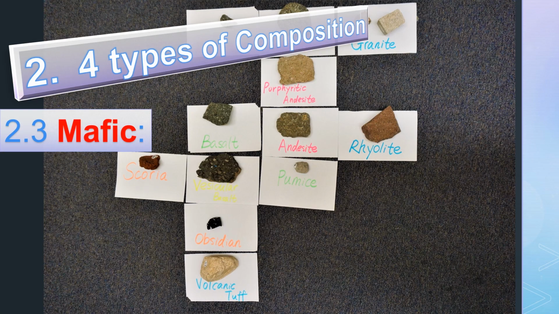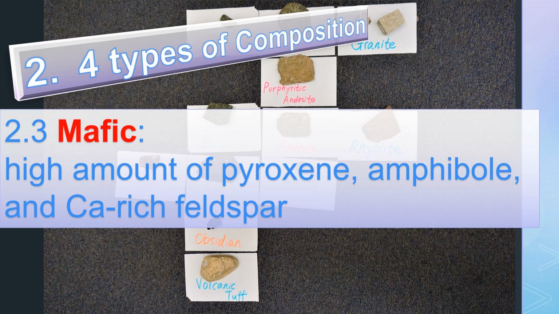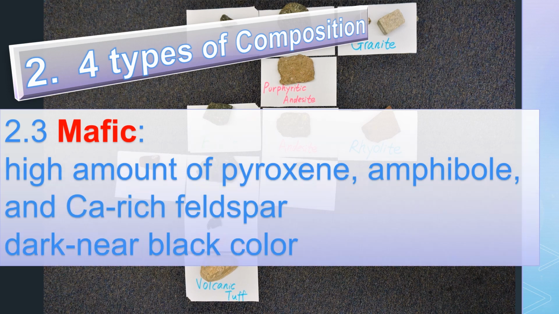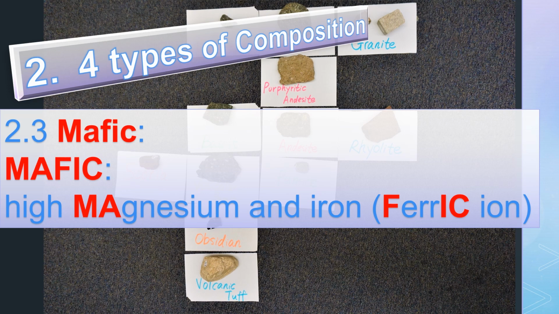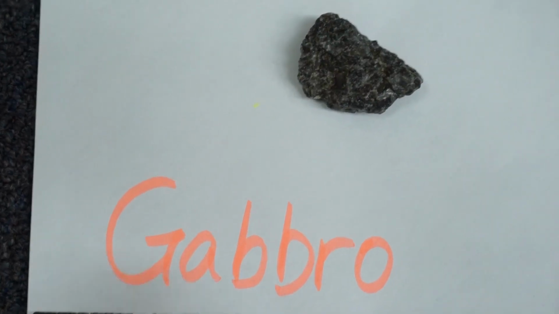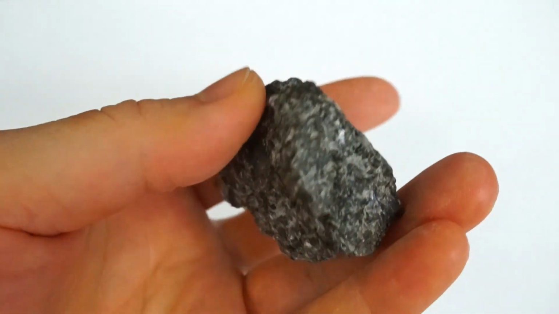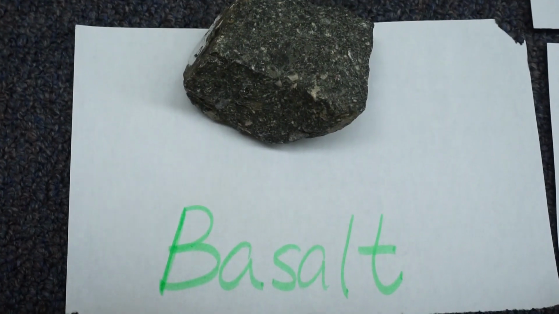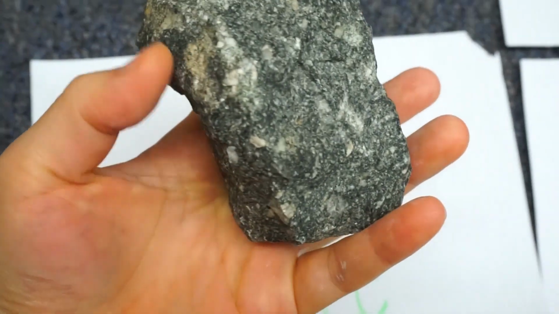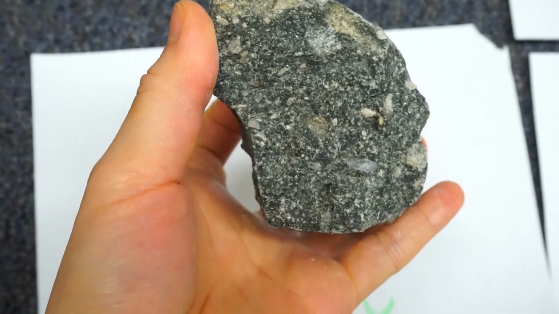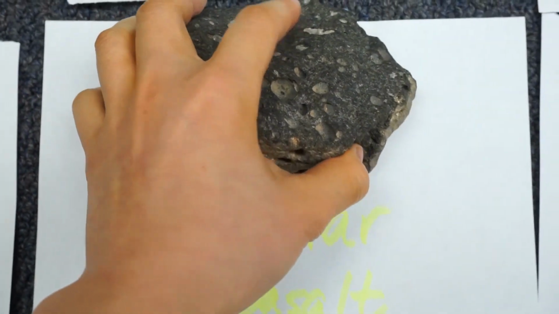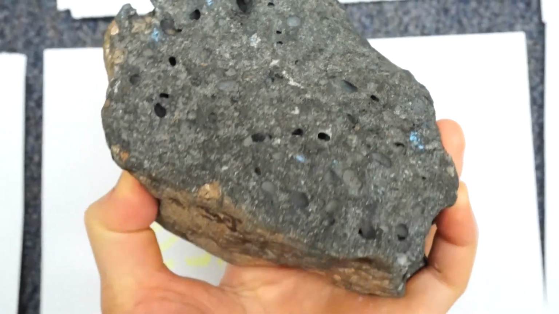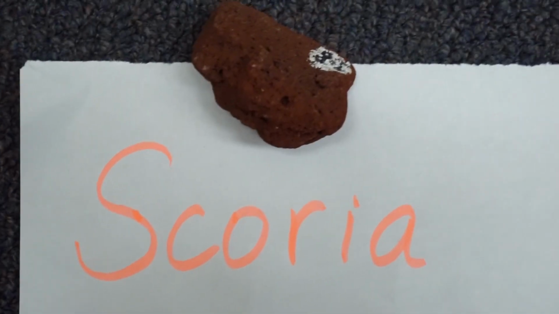Third, Mafic. High amount of pyroxene, amphibole, and calcium-rich feldspar, dark near black color. The name comes from high magnesium and iron, which is ferric iron. Example, gabbro. You can see the dark minerals. Basalt. Vesicular basalt. Vesicular means gas bubbles. Scoria.